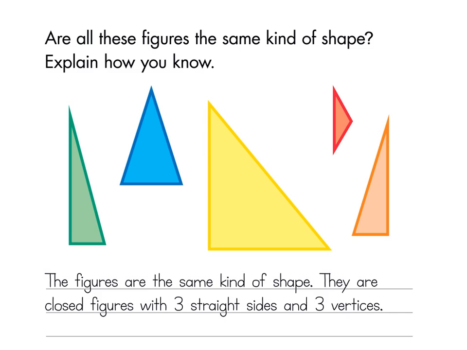Listen and look for other students who say that the figures are all the same kind of shape because they are all closed figures with 3 straight sides and 3 vertices. They may even name the figures as triangles.